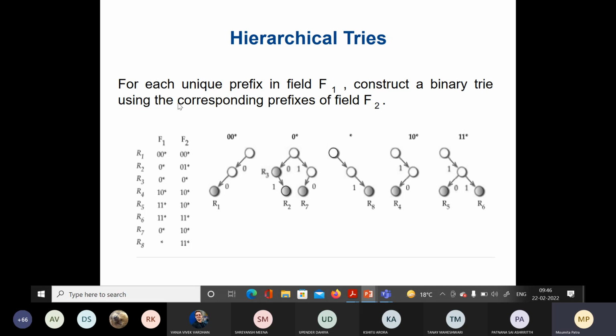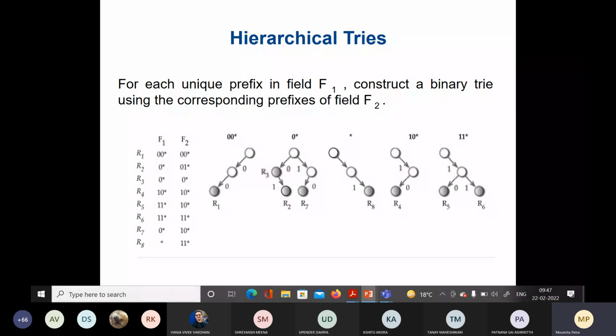So this is the task that we need to carry out. Let us look at F2 here. First is corresponding to R1. What is the value of F2? That is 0 0 star. So you can see for 0 0 star, this is here, 0 0 star for R1. Now what is the corresponding F1 value for this particular F2? That is 0 0 star here.